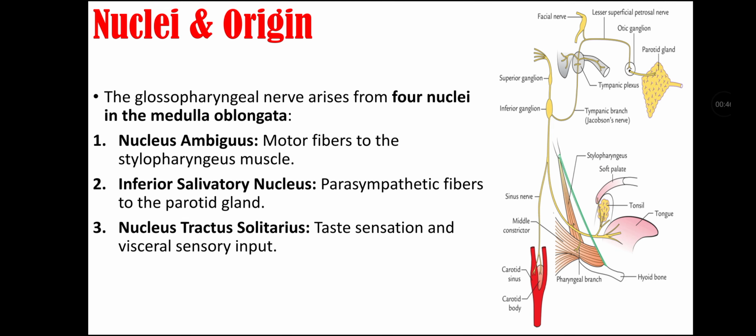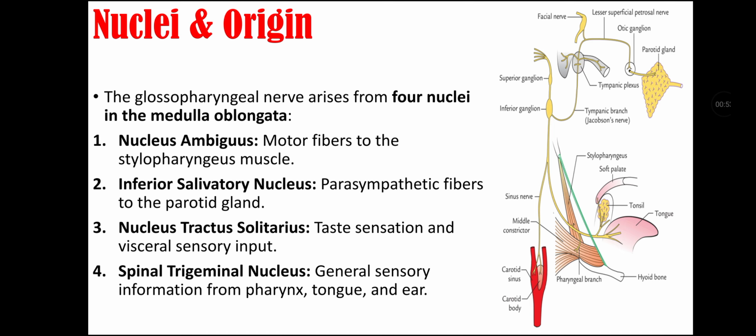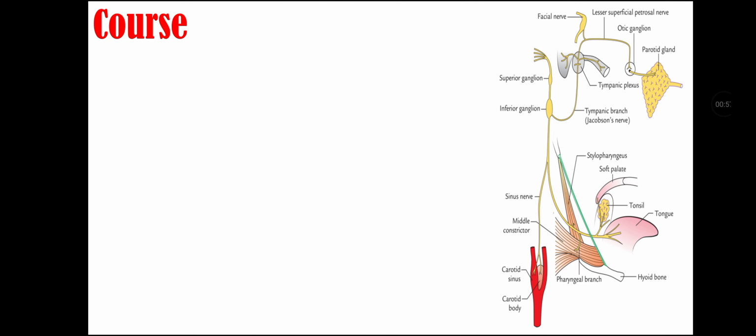Third nucleus is nucleus tractus solitarius that gives taste sensation and visual sensory input. Fourth is spinal trigeminal nucleus that gives general sensory information from pharynx, tongue and ear.